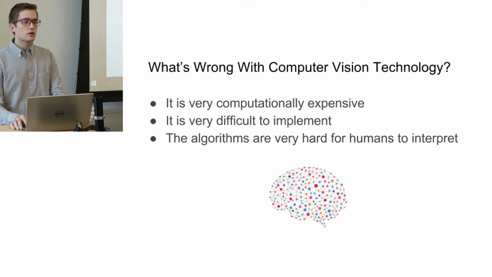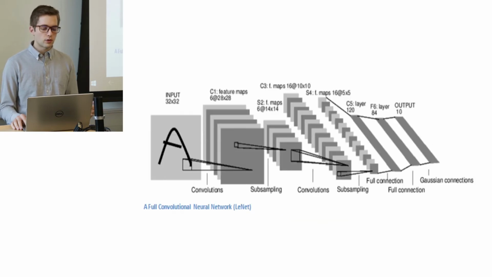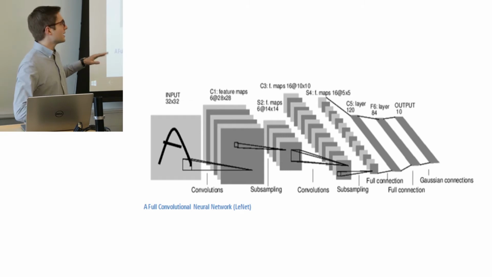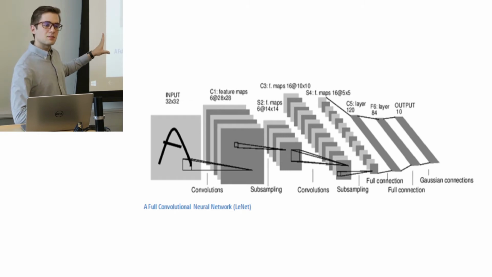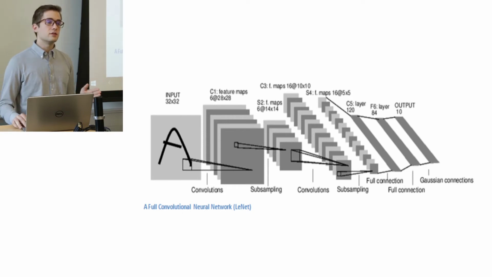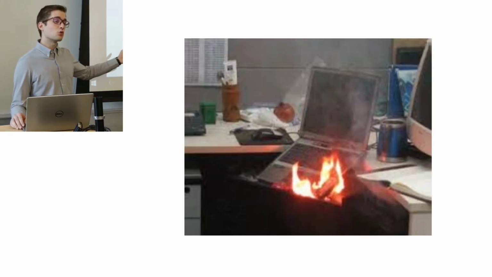The state-of-the-art algorithm for computer vision technology is called a convolutional neural network. This is a representation of a convolutional neural network. As you can see, it doesn't make much sense to the layman, unlike other machine learning algorithms, and it's very difficult and expensive for your computer to run. Average computers cannot run it. Here's a picture of my computer running it. This is a real image, not something I took off Google.